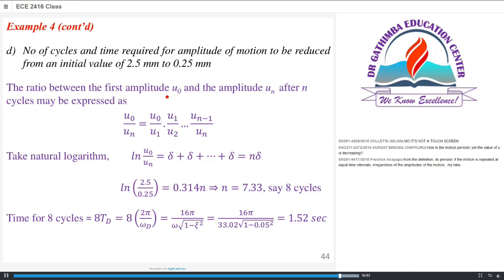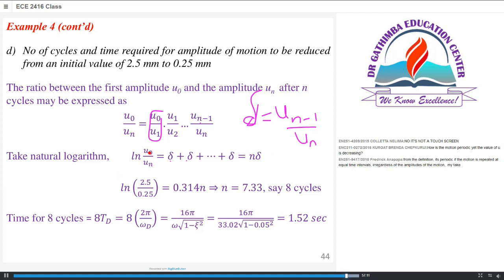The ratio between the first amplitude u naught and the amplitude un after n cycles is equal to u naught over un, which is equal to u naught over u1, times u1 over u2, u2 over u3, u3 over u4, until un minus 1 over un. Each of these ratios is the logarithmic decrement, which is constant. So if you take the natural log, depending on the number of cycles n, we are going to have n delta.